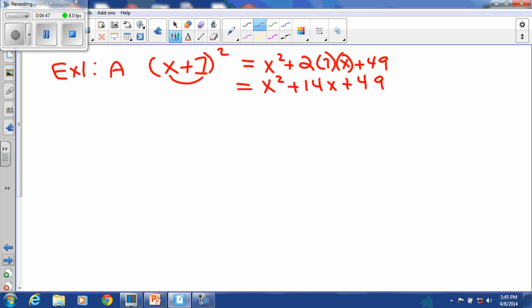We have the first term, that's the square of x. The last term is the square of 7. The middle term is 2 times 7 times x.